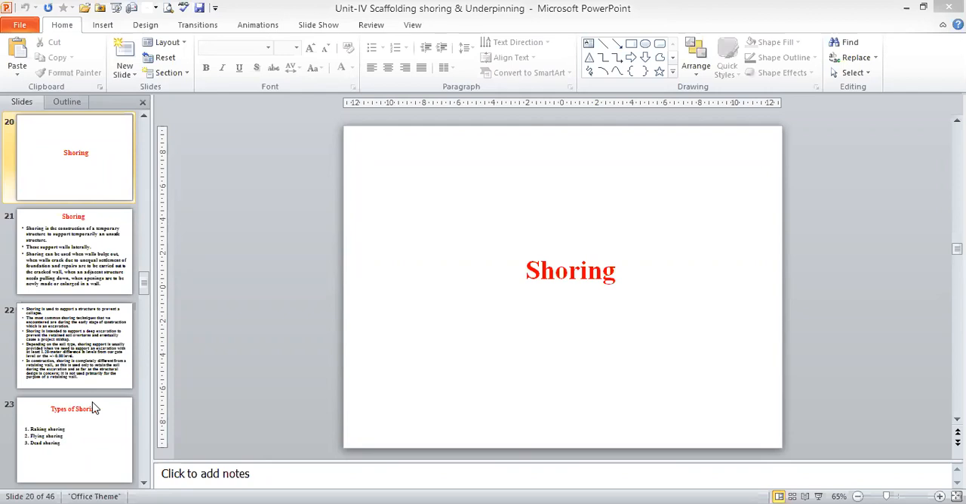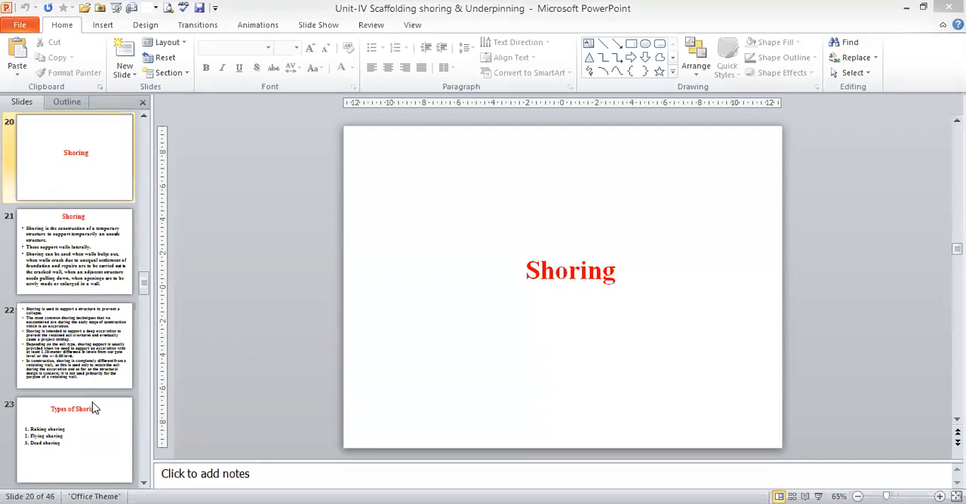Cantilever scaffolding is mainly used where there is no space available to go for single or double scaffolding. In very busy areas, it is very difficult to go for a single or double scaffolding, because those are erected from the ground level.